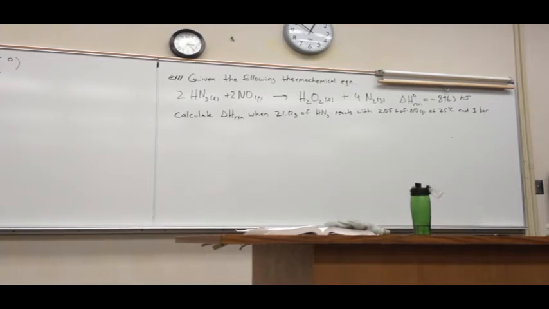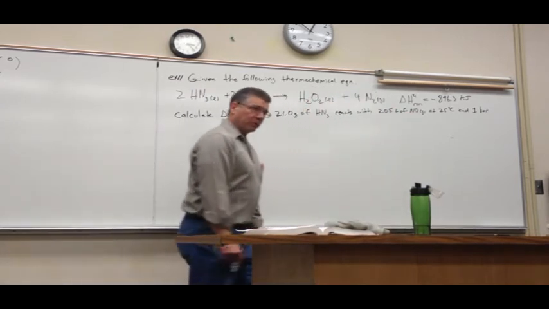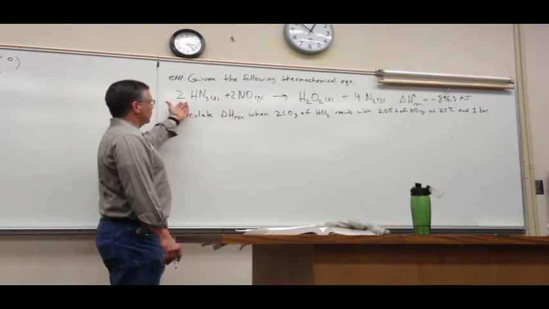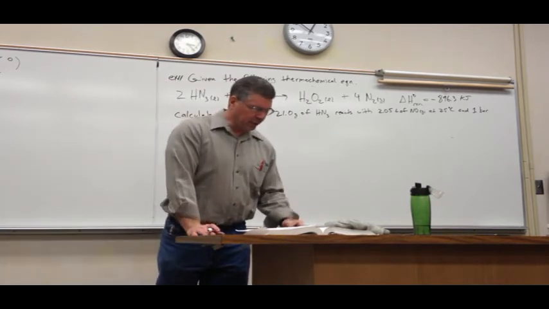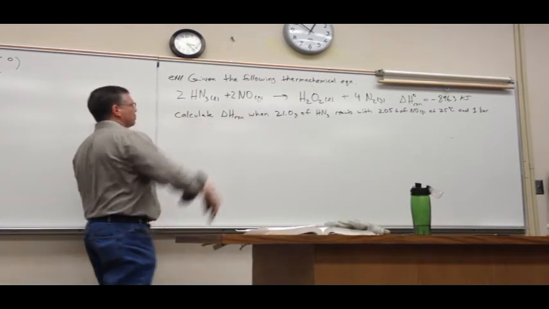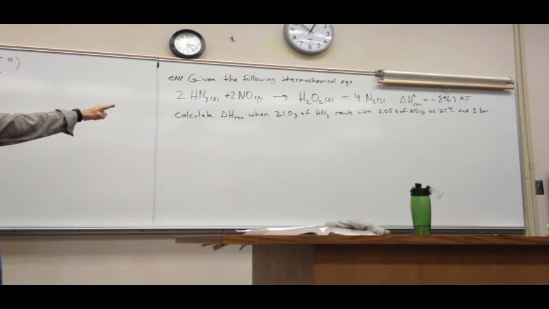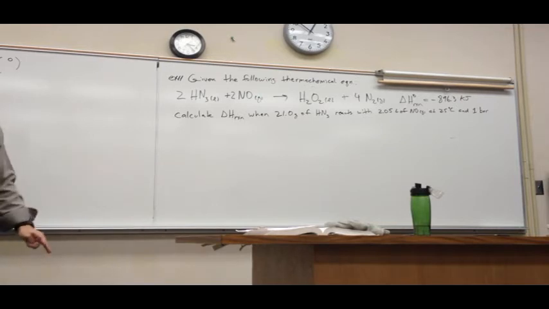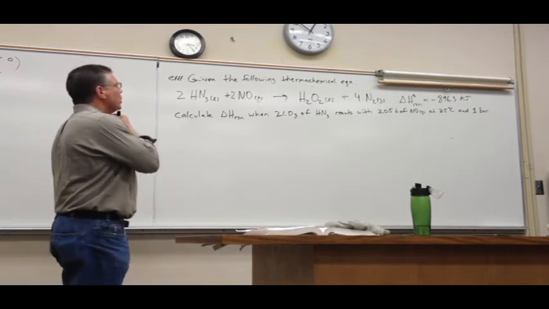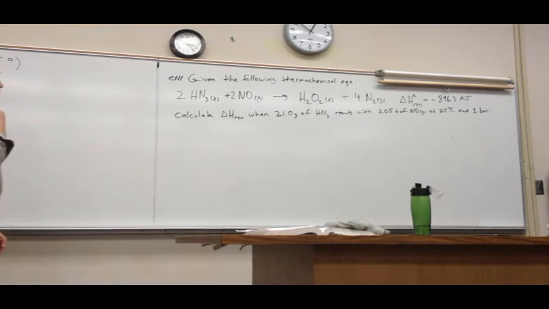How much heat's involved. So what this thermochemical equation tells you is 896.3 kilojoules are released when 2 moles of this react with 2 moles of nitric oxide. This is hydrazoic acid, by the way. What I want to know is when we have 21 grams of hydrazoic acid and that much nitric oxide, how much energy is actually released, right? So we know this.